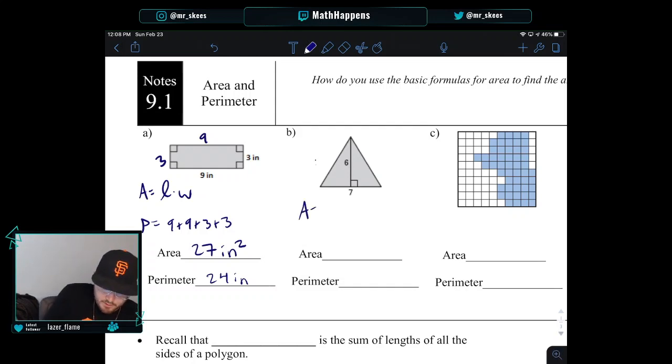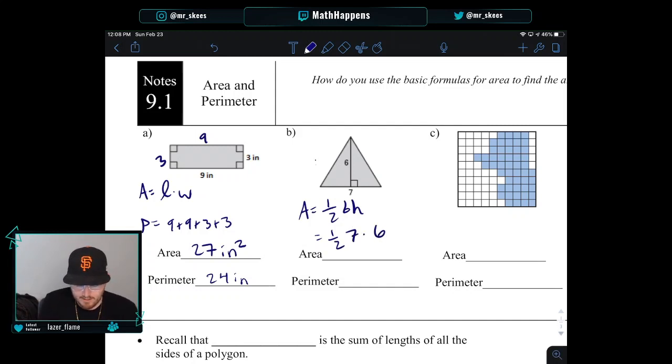Hopefully you remember the area of a triangle is 1/2 base times height. If you don't, there you go. In this situation, we have 1/2, the base is 7, and the height is 6. So 7 times 6 is 42, divided by 2 is 21. There are no units here, so we'll go with units squared since it didn't tell us. We'll just speak plainly with units.